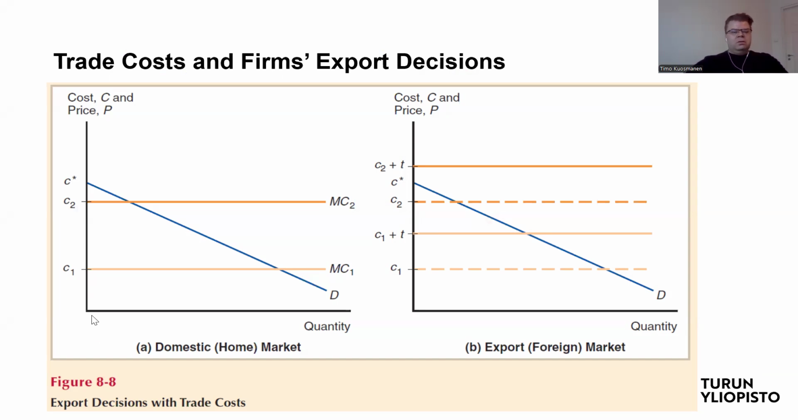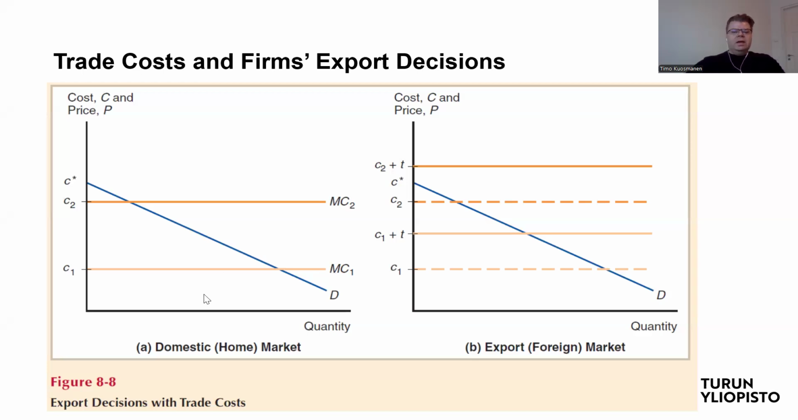In these figures, the horizontal axis indicates the quantity of the goods supplied and sold, and the vertical axis is the monetary axis with the cost and the price. We have the blue-colored downward sloping curve that describes the consumer demand for the good, and then we have two horizontal lines describing marginal costs of two companies. So we have company one and company two, and company one has a lower marginal cost, and this marginal cost is constant irrespective of the quantity supplied in this example.